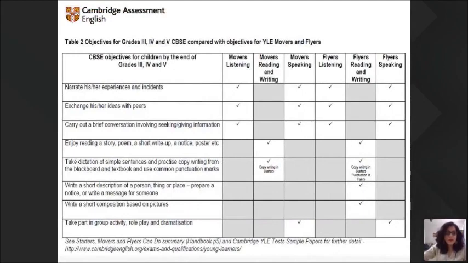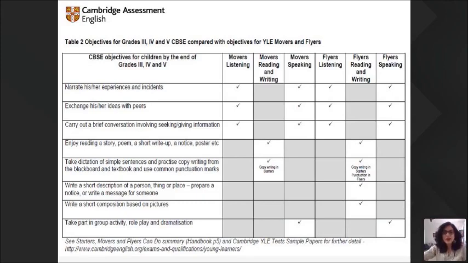Moving on, what you're next going to see is a similar template which maps the language learning outcomes of the CBSE curriculum for students of grades 3, 4, and 5, and it compares them with the objectives of the YLE Movers and Flyers exams. So these are the A1 and the A2 level exams, right?